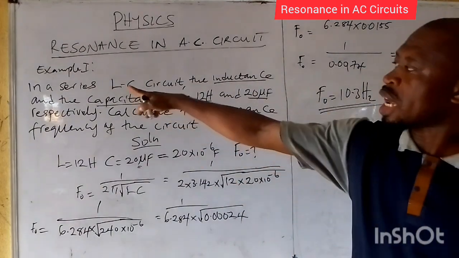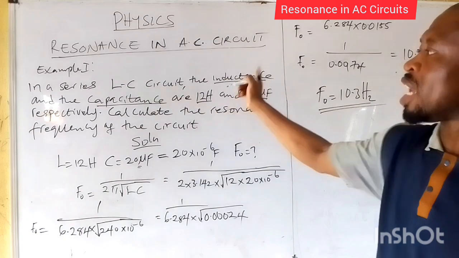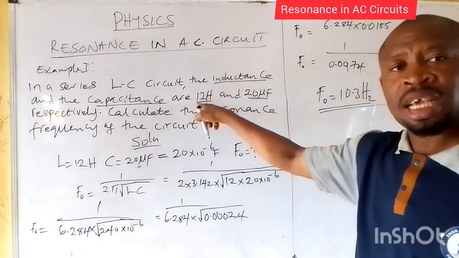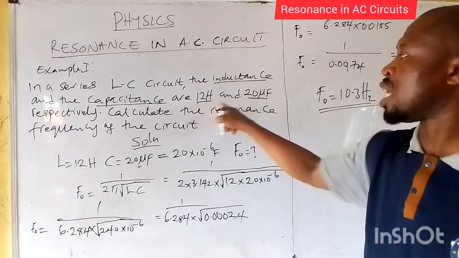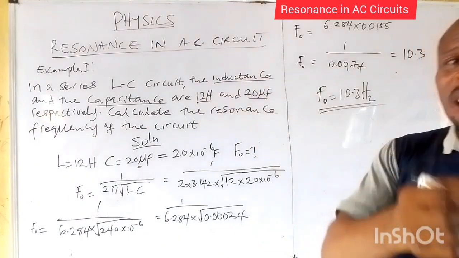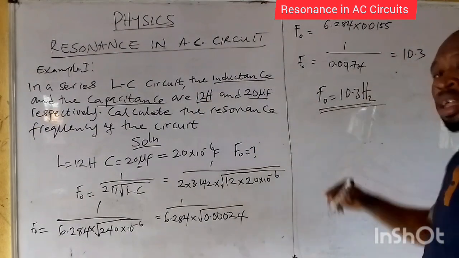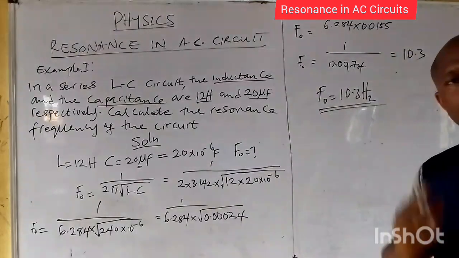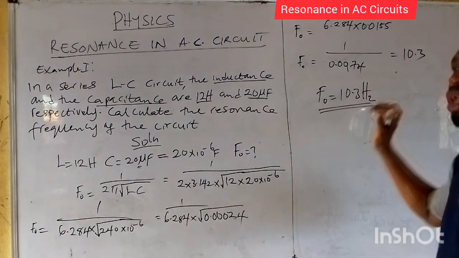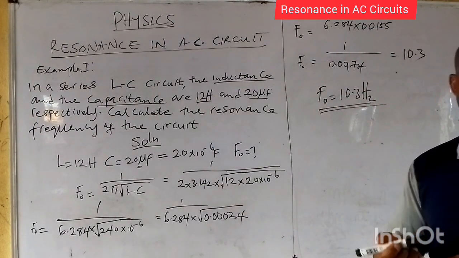So, we said in this series LC circuit, the inductance and the capacitance, given that they have these values, the resonant frequency is the frequency at which XL becomes XC. Now, we'll take more questions.